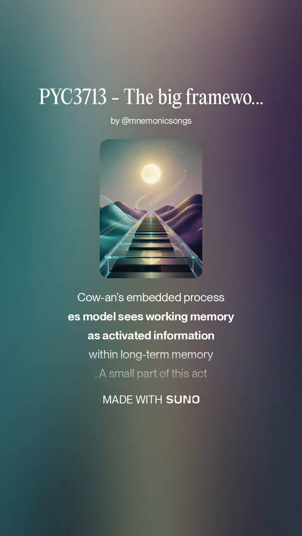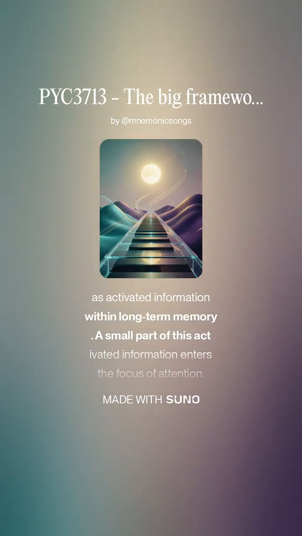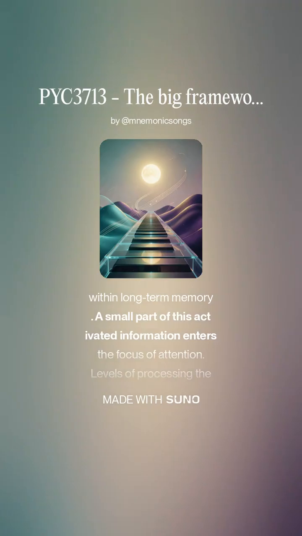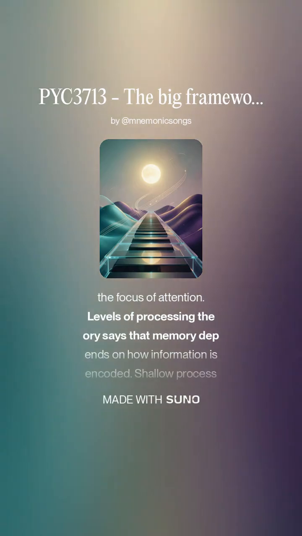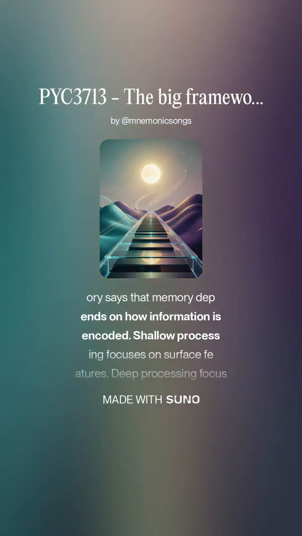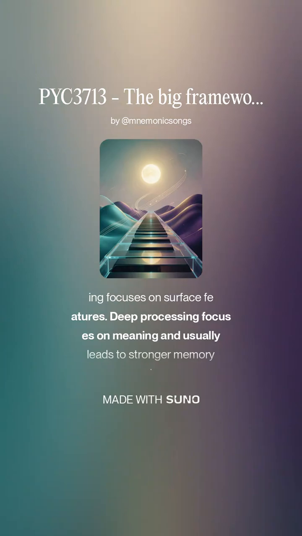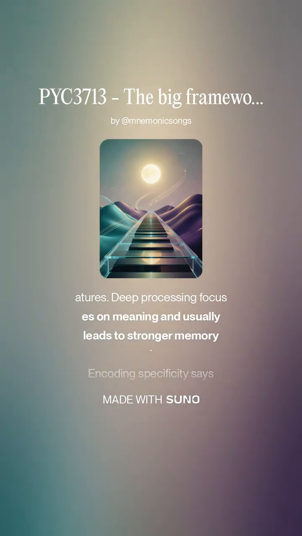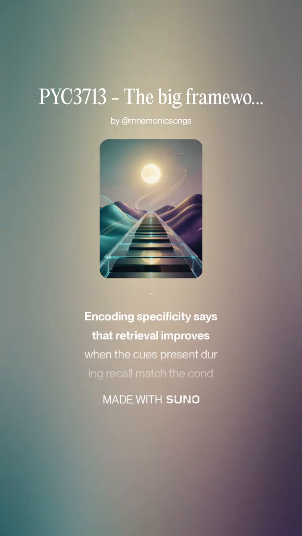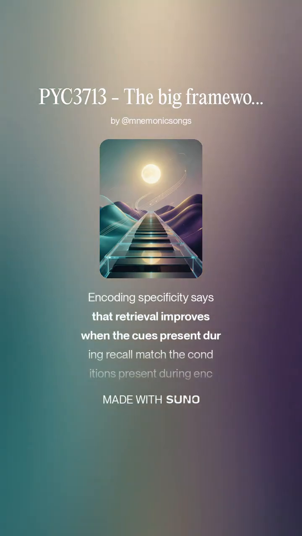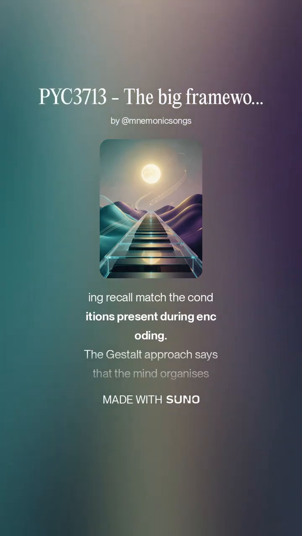Cowan's embedded processes model sees working memory as activated information within long-term memory. A small part of this activated information enters the focus of attention. Levels of processing theory says that memory depends on how information is encoded. Shallow processing focuses on surface features. Deep processing focuses on meaning and usually leads to stronger memory.